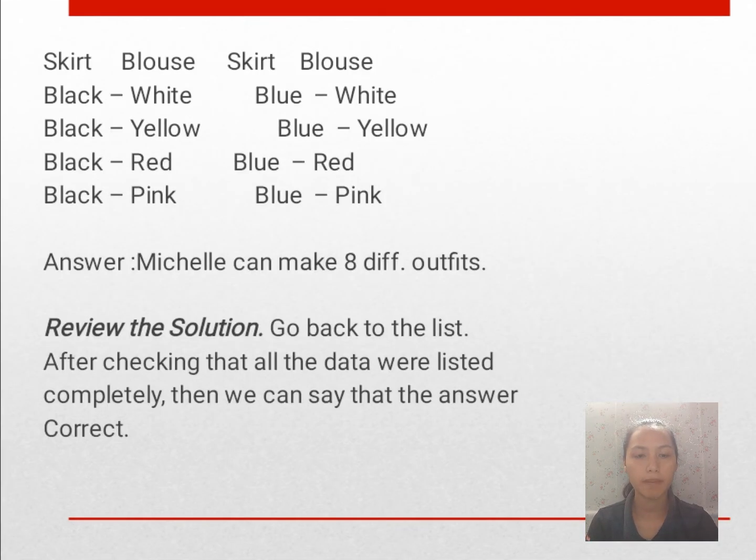Then, skirt and blouses: black-white, black-yellow, black-red, black-pink, blue-white, blue-yellow, blue-red, and blue-pink. Michelle can make 8 different outfits. Last, review the solution. Go back to the list after checking that all data were listed completely. Then we can say that the answers are correct.